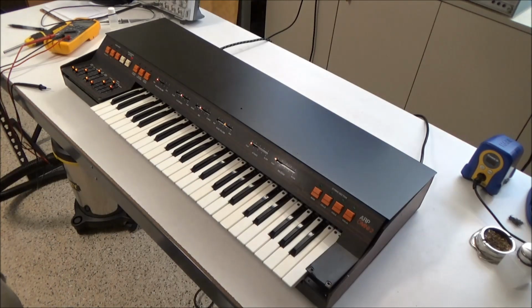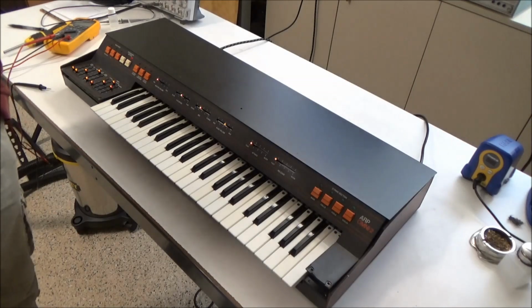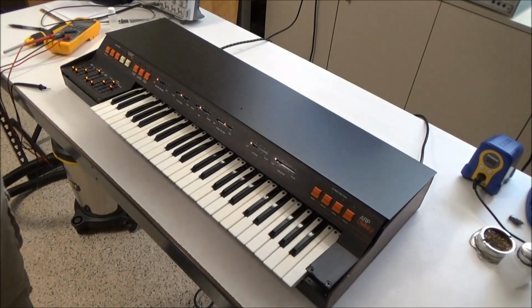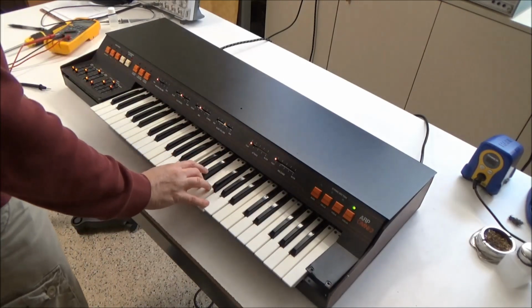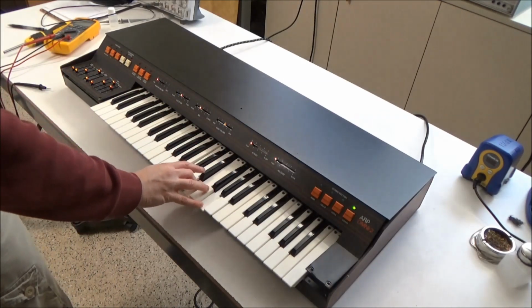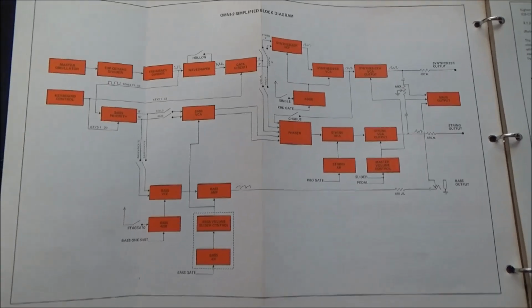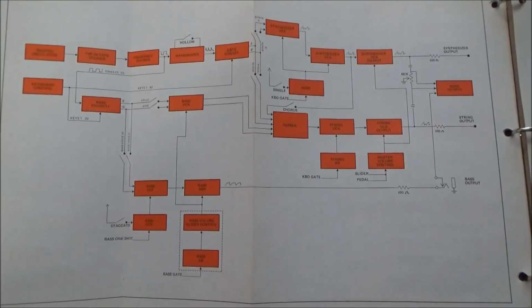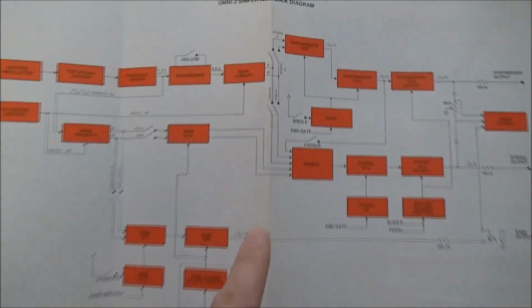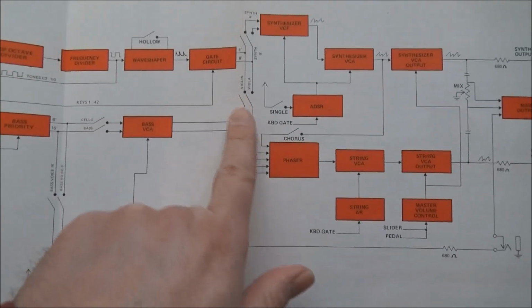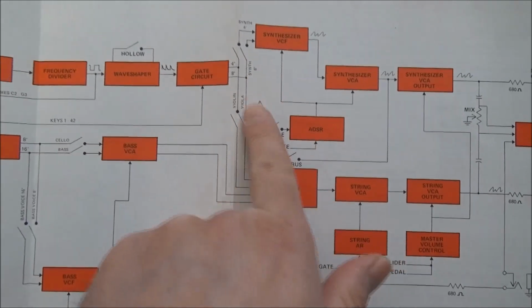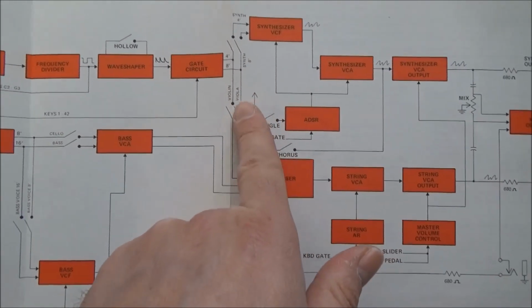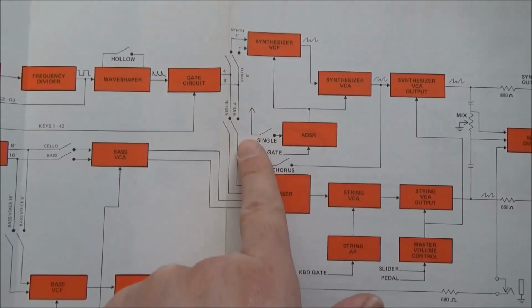So that gives us some information to narrow this down, and I'm going to show you how to track down noise in your output like this. There's a nice little block diagram here that shows us how the ARP Omni 2 works. What we're going to do is take a look at the first point that the circuit deviates between string and synth, and that would be here where it switches these instruments on and off.